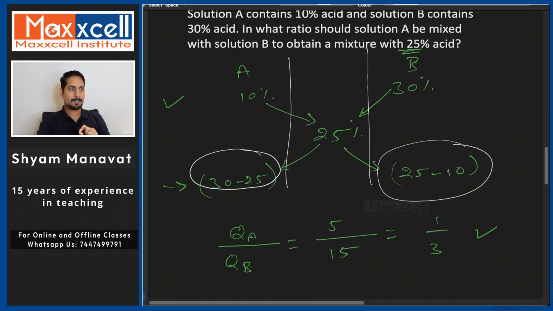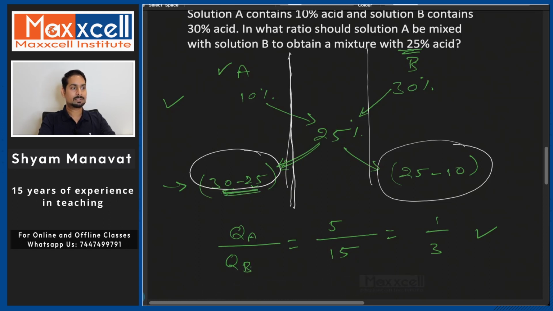After taking the cross difference, they feel that because this 30 minus 25 is the difference of solution B's value and the mean, it should belong to solution B. It's wrong. This does not belong to solution B. We are writing this towards solution A. When we write this cross difference, we write it towards solution A. That's why I have drawn this white line.